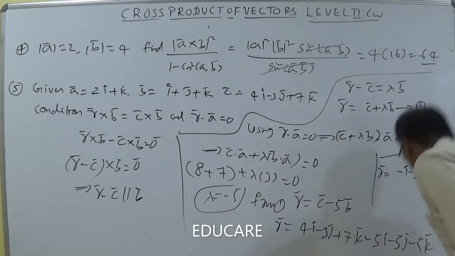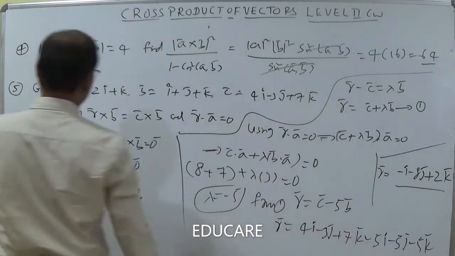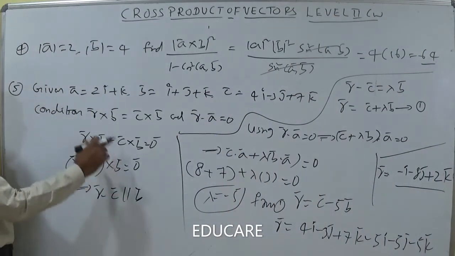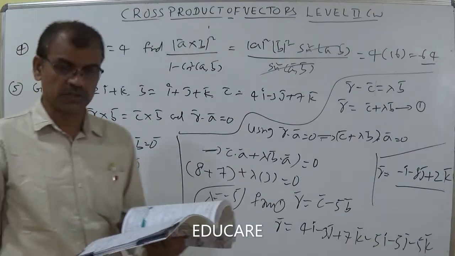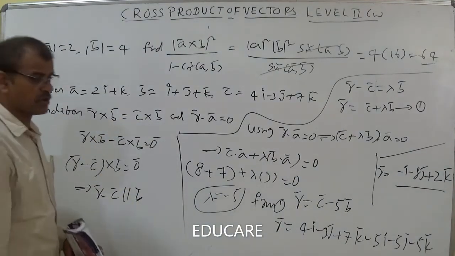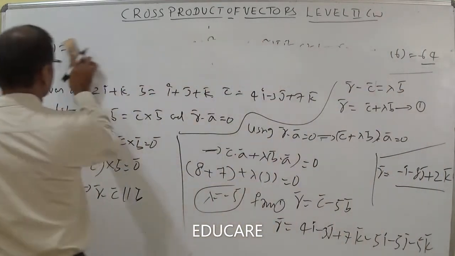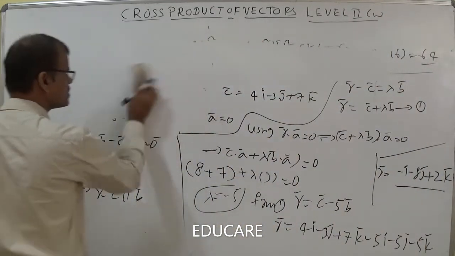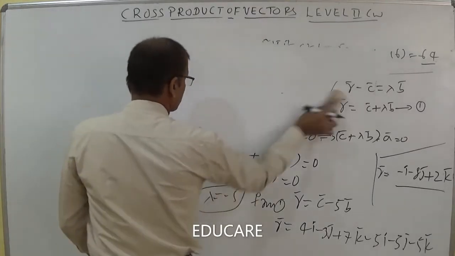Another method is also there to do this sum. Just a simple method here. Another method is simply verifying the given options. As r dot a equal to 0, immediately you will get maybe two options. Then you can verify r cross b is equal to c cross b using the cross product definition, finding the determinant values. So it is a better method. This is the lengthy method. You can do the verification method.